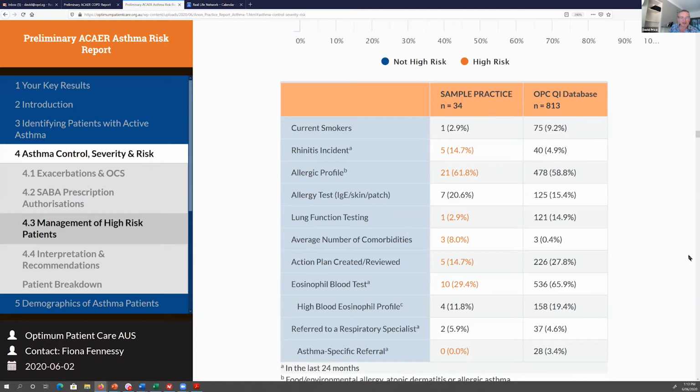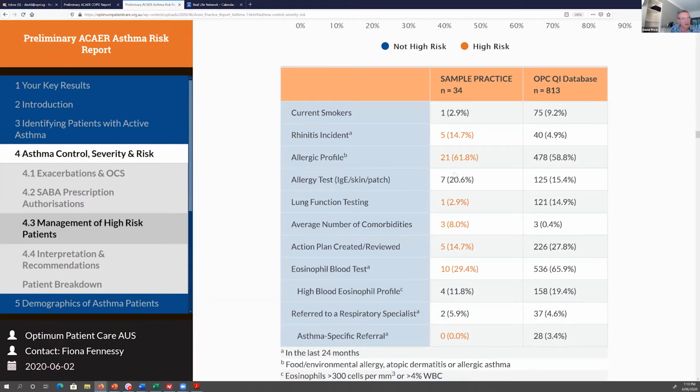So maybe, Joe, I'll get you to come in here because you've actually been working with this type of report. What did you do with this issue of these high-risk patients that get identified? And further down in the report, it tells you who they are. But what have you done with this?